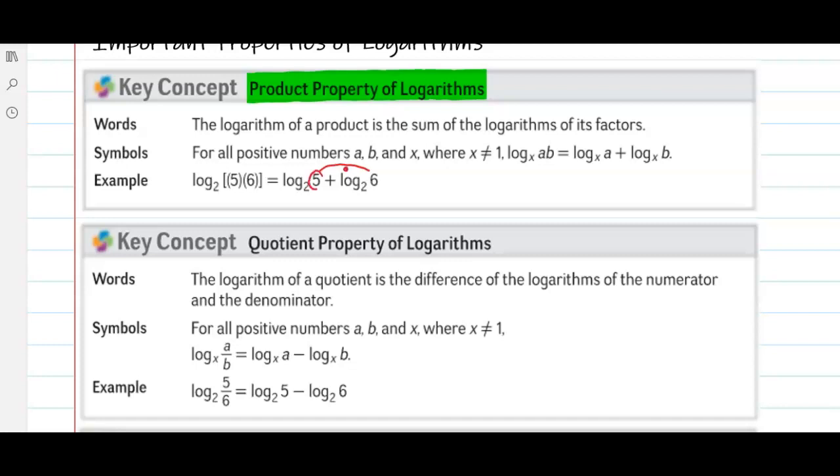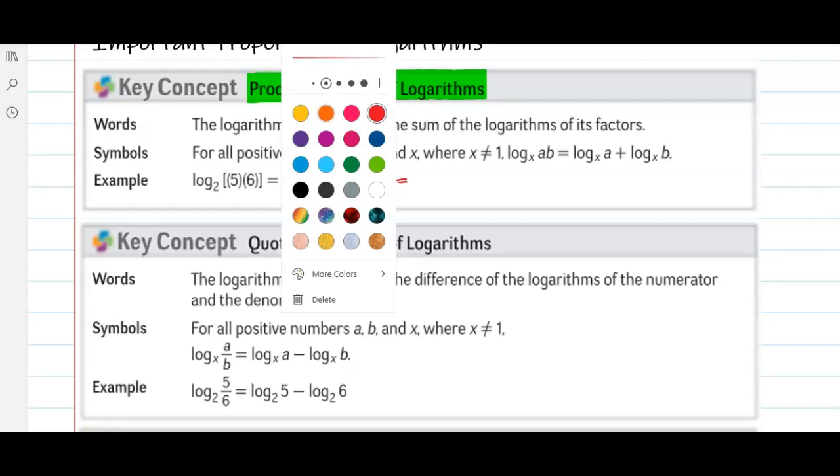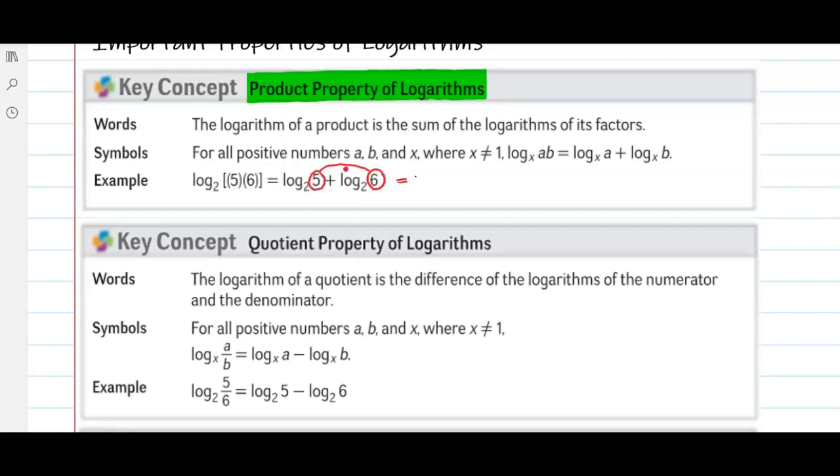You can take this 5 and this 6 and multiply them and simply write the log base 2 one time, and then 5 times 6 makes 30. The log base 2 of 5 plus the log base 2 of 6 equals the log base 2 of 30. When you're adding logs with the same base, you simply multiply these components.